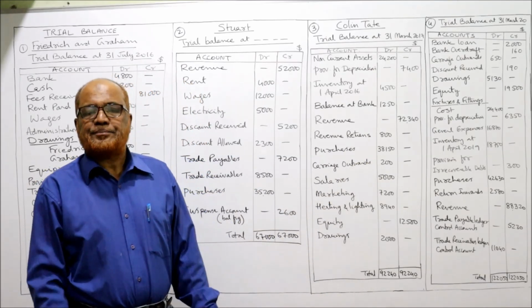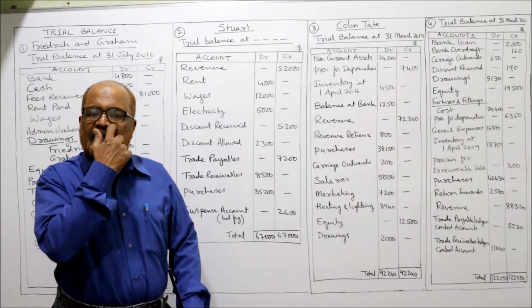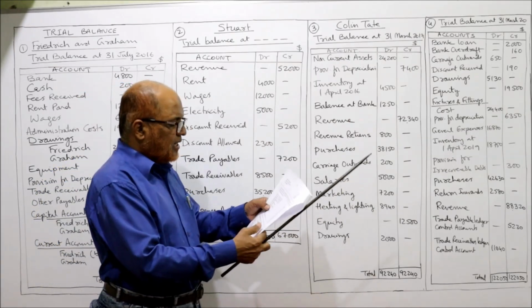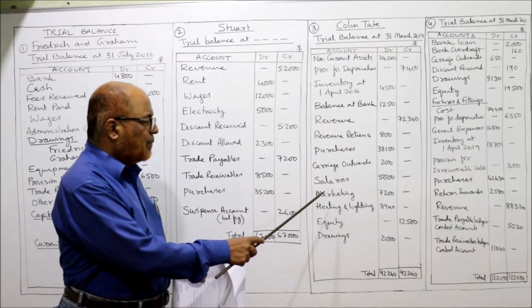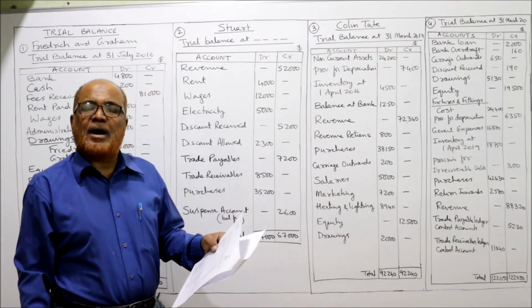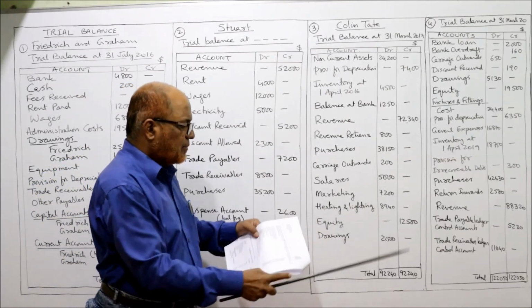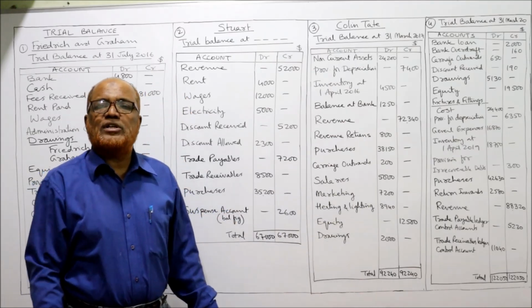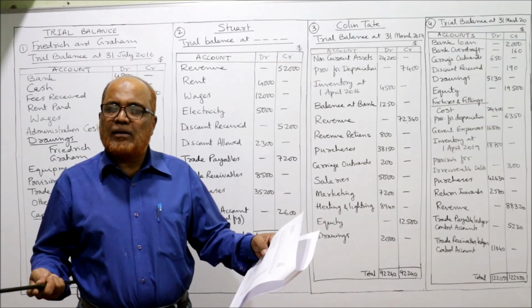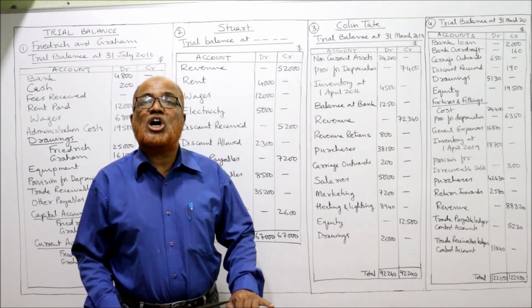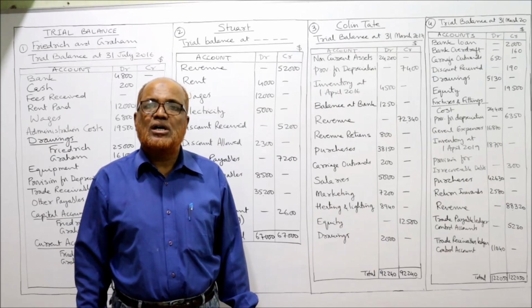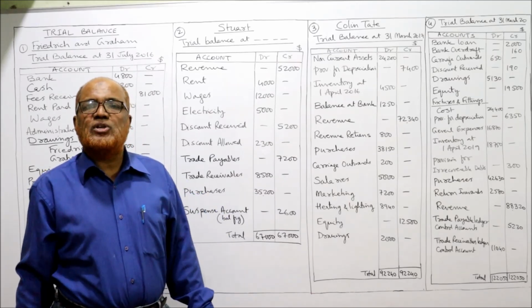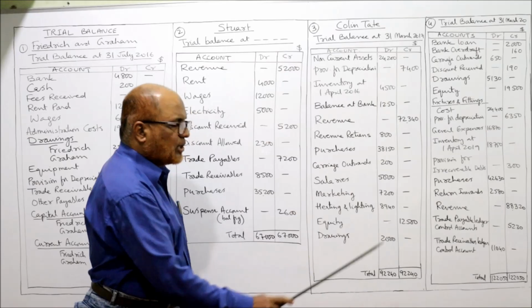Carriage outward, it is an expense. Both carriage inward as well as carriage outward, both are expenses. So debit column, student. Now salaries is an expense, debit column. Next comes marketing. Marketing is an expense, debit column. Heating and lighting, expense, debit column. Equity, equity means capital. We can call it capital or equity. It will show credit balance. Capital always shows credit balance. So equity, credit side 12,500. Last one, drawings. Drawings will show debit balance. So drawings have taken 2,000 debit side.